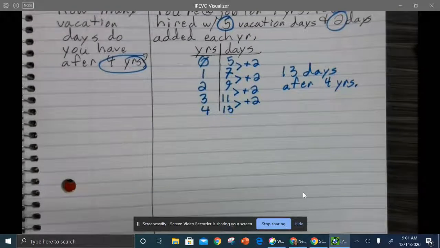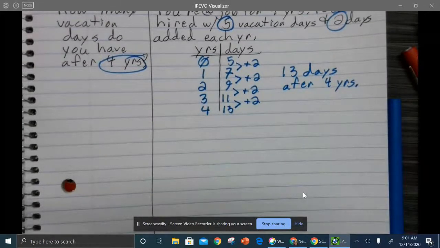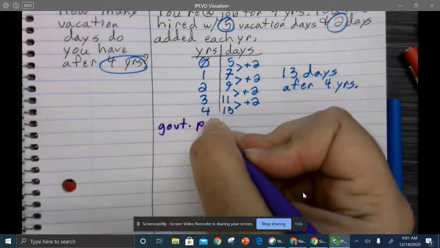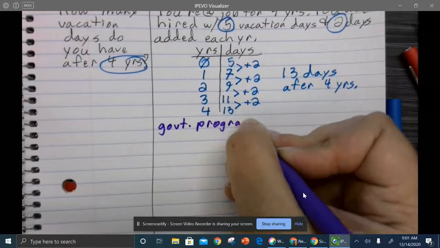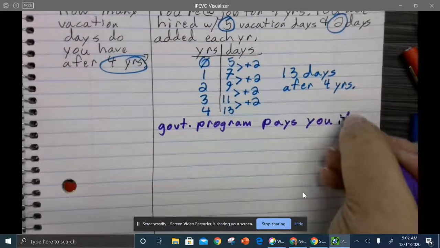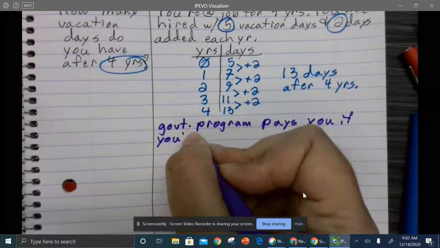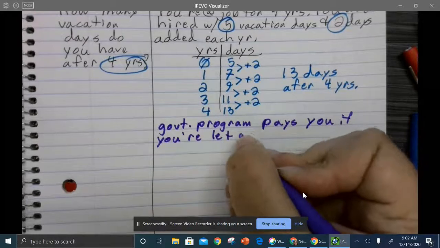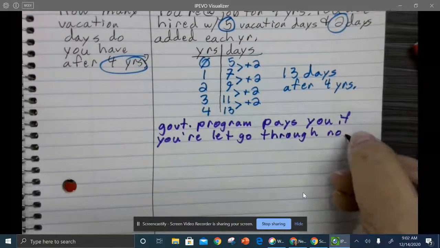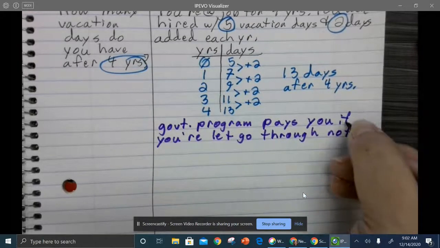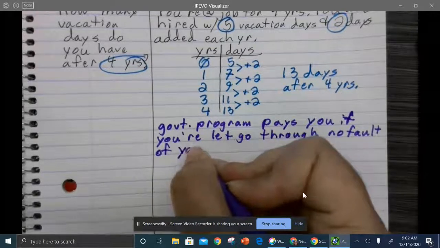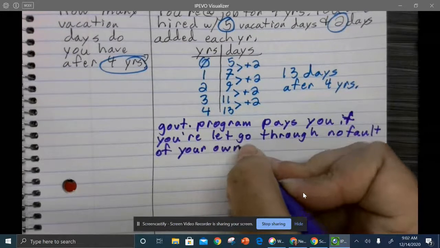Okay, so a benefit that they have, and we have all heard about this, is unemployment insurance. Okay, and what that is, it's a government program that pays you if you're let go through no fault of your own. So that means you are not eligible for unemployment insurance if you're fired.